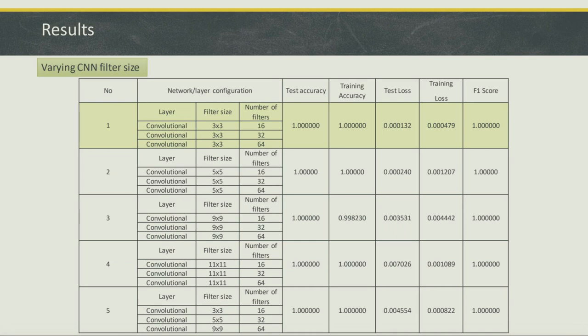For this test, the smallest filter size used is 3x3 and the largest filter size used is 11x11. Apart from that, we also use a combination of 3x3, 5x5 and 9x9 for the first, second and third convolutional layer respectively for the fifth configuration. Based on the results obtained, the configuration with the 3x3 filter obtained the lowest test loss among the other configurations.